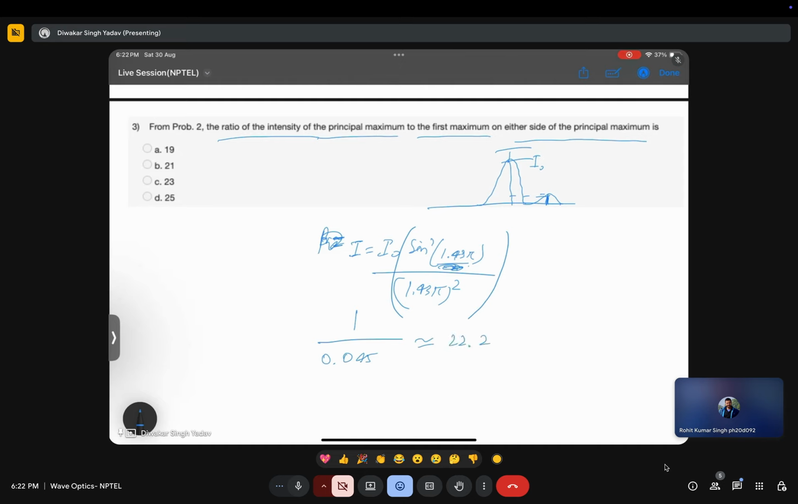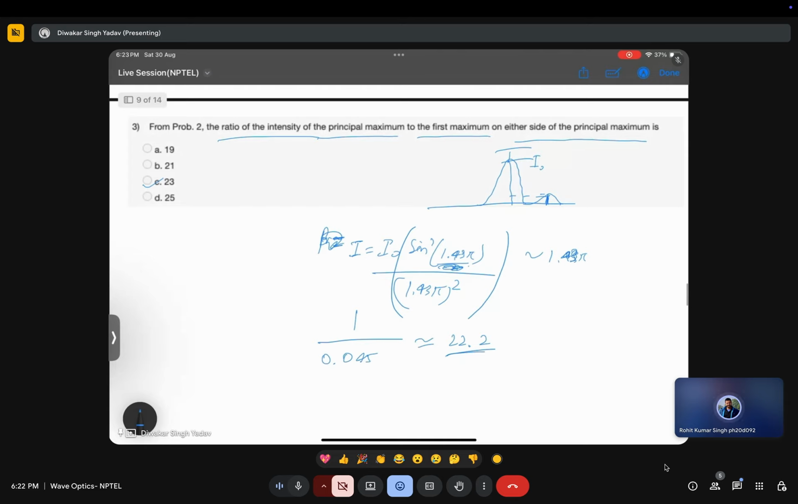So yeah, I think 23 should be the correct option, I guess, because this 1.43 pi is not exact. It is close to 1.43 pi, so that's why you don't get the exact answer. But yeah, I think this is how you can calculate it. Is it fine?